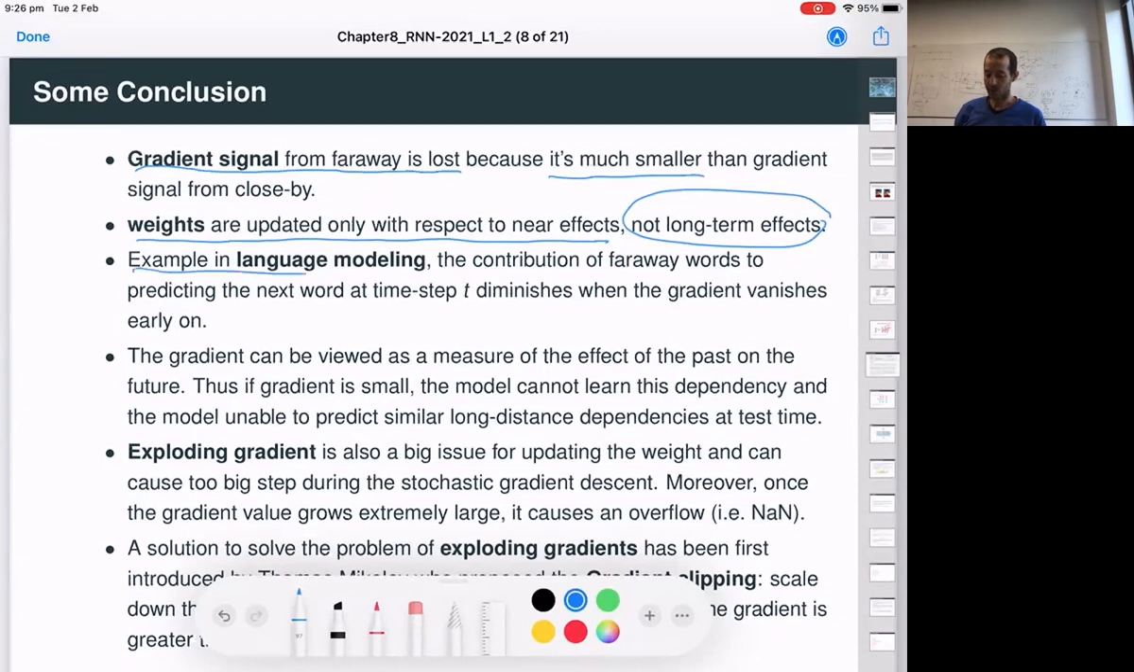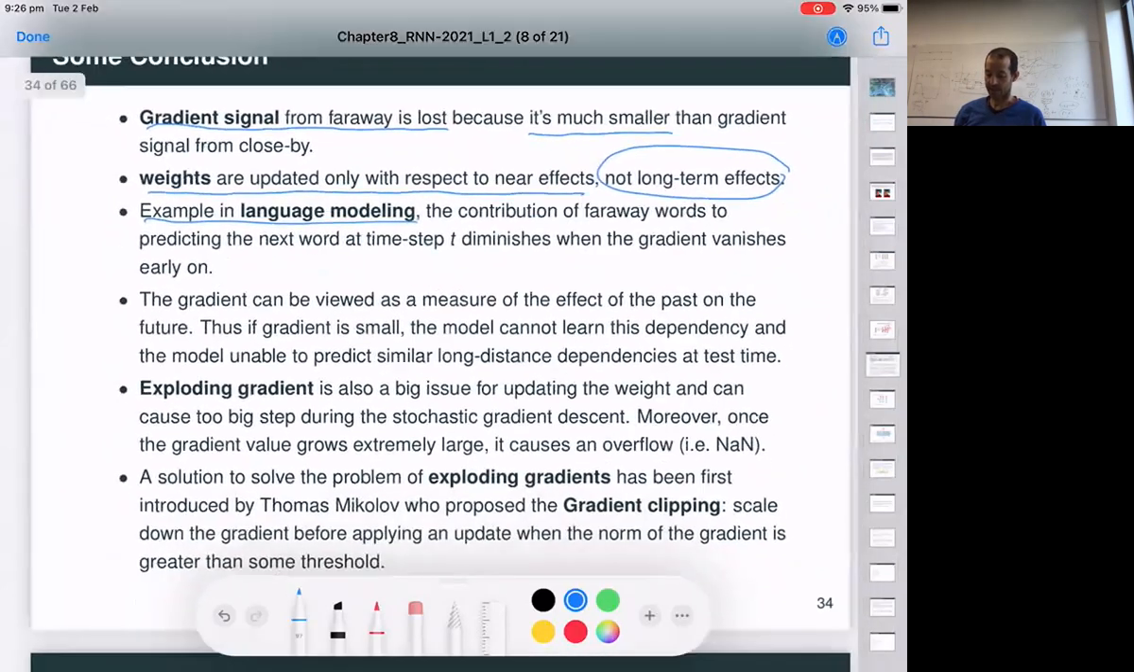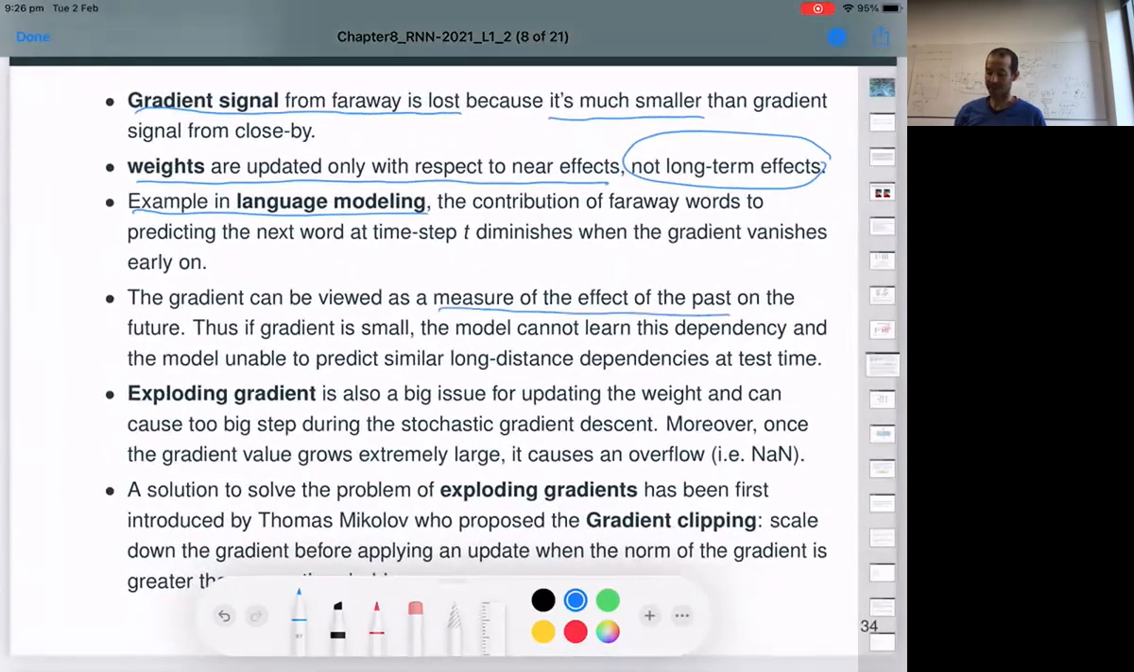So we will see the trouble in language modeling, and how to overcome this issue. You can see that the gradient can be viewed as a measure of the effect of the past on the future. If the gradient is small, it means that you cannot learn this dependency, and the model is unable to predict similar long distance dependency. So this is the problem of the vanishing gradient.